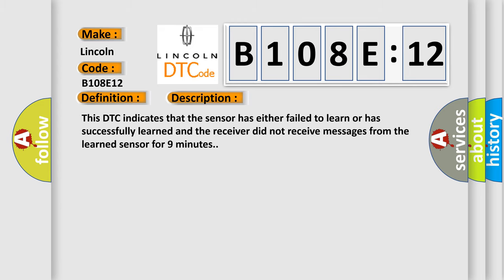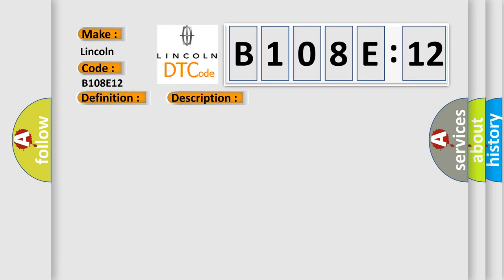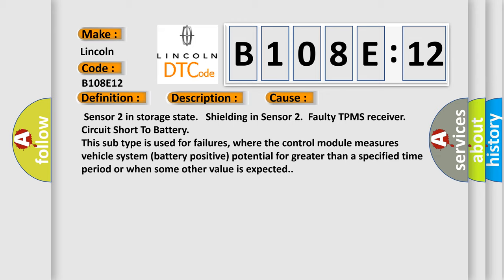This diagnostic error occurs most often in these cases: sensor 2 in storage state, shielding, sensor 2 faulty, TPMS receiver circuit short to battery. This subtype is used for failures where the control module measures vehicle system battery positive potential for greater than a specified time period or when some other value is expected.